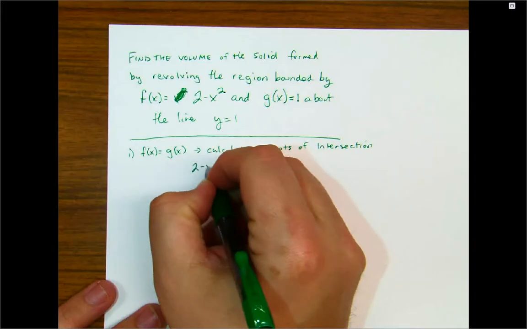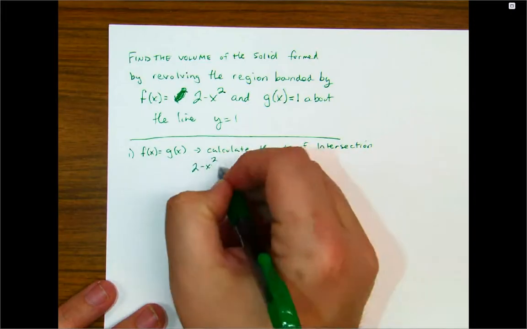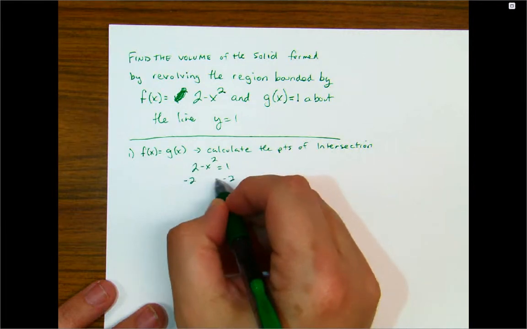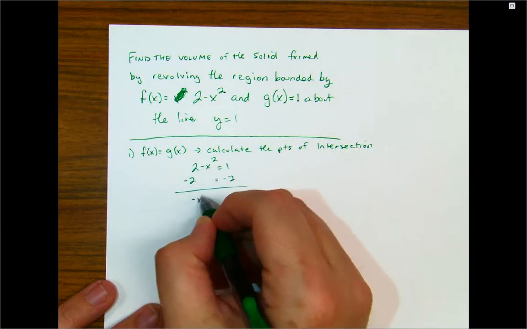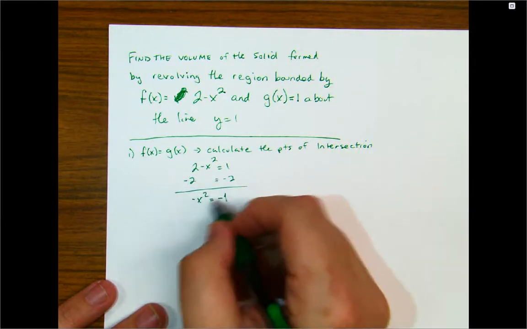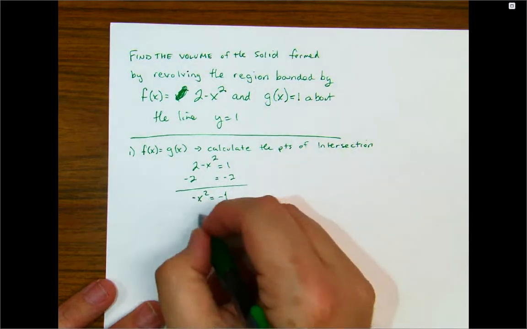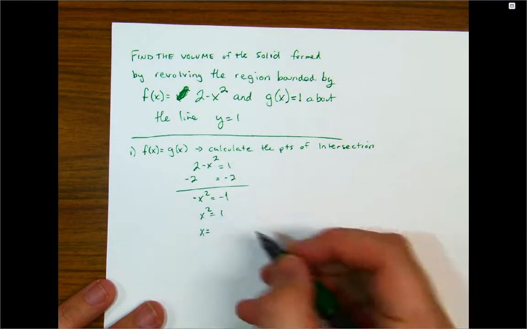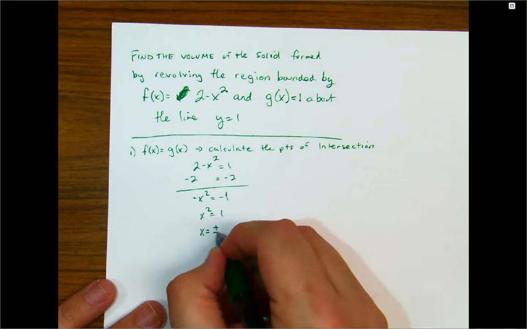So 2 minus x squared is equal to 1. Subtract the 2, negative x squared is equal to negative 1. Multiply through by negative 1, you get x squared is equal to 1, so x is equal to what? Yeah, positive and negative 1.